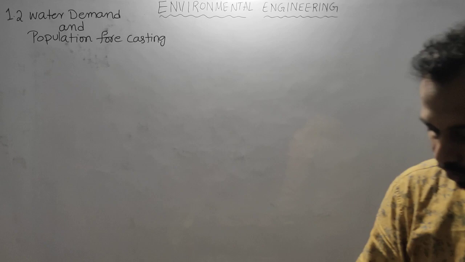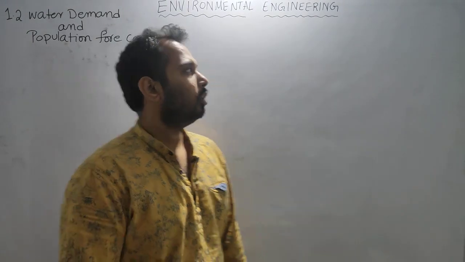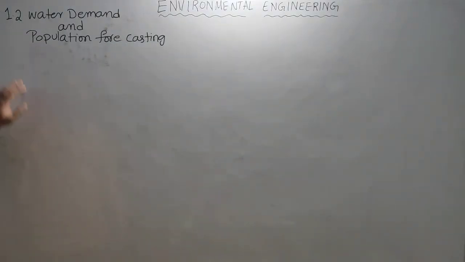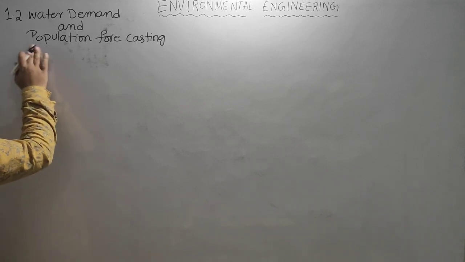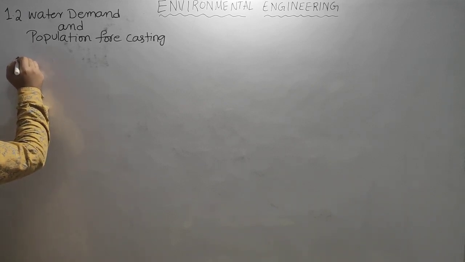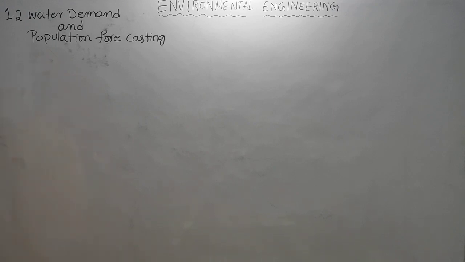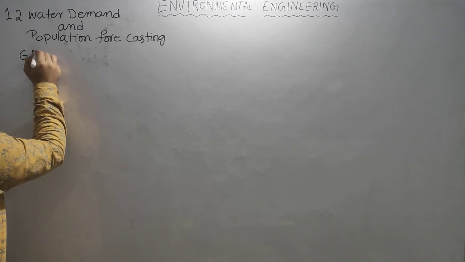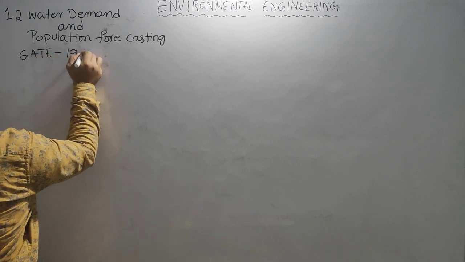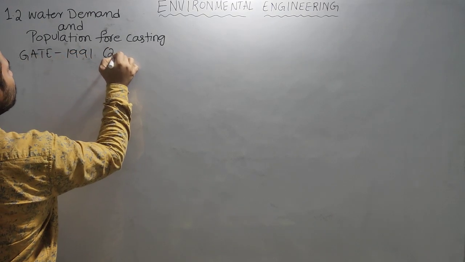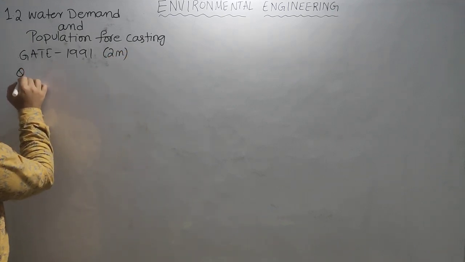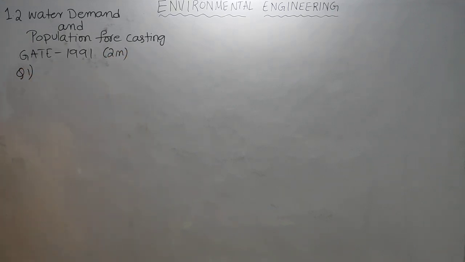So in this lecture we are going to do the problems. This is the chapter name in your worksheet: water demand and population forecasting. We are doing the first question, number 1. It is previous GATE 1991, 2 marks. So let us read out the question.